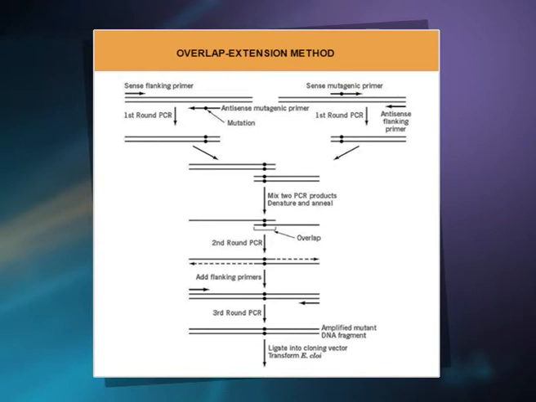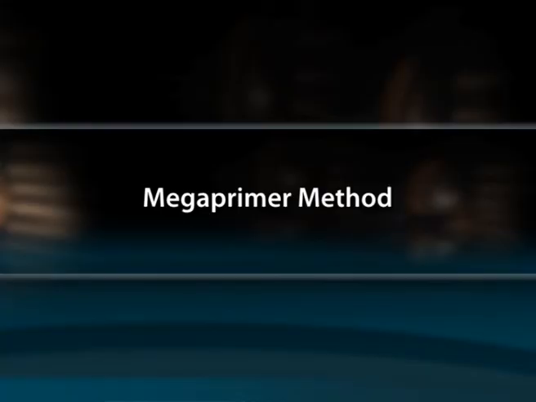In the second round of amplification, the 2 fragments from the first round of PCR are purified and then used as templates for amplification using only the flanking primers. After amplification, the mutation is contained within the target DNA segment, which is cloned into appropriate vectors for DNA sequencing and subsequent functional studies. Megaprimer method.